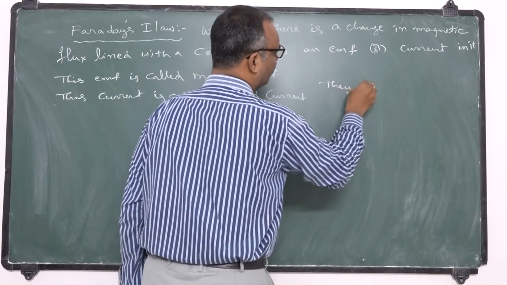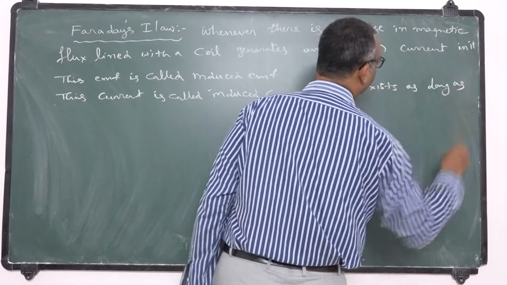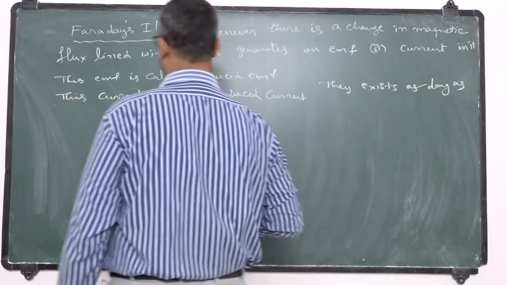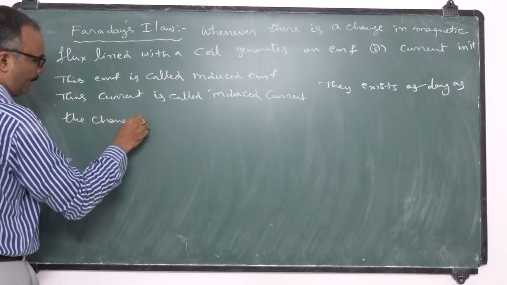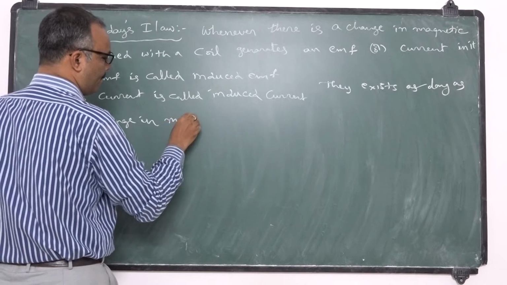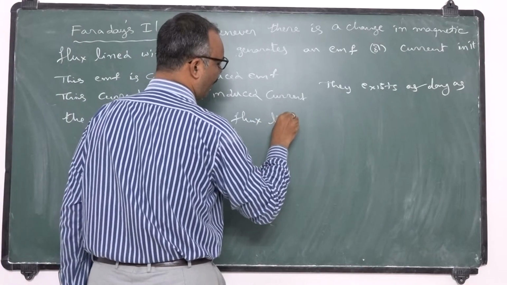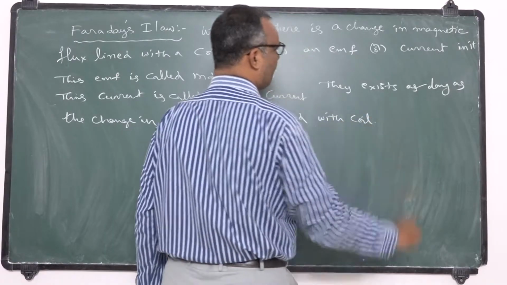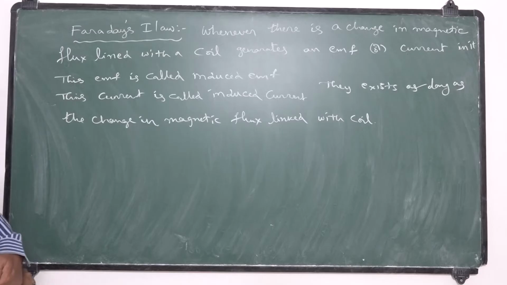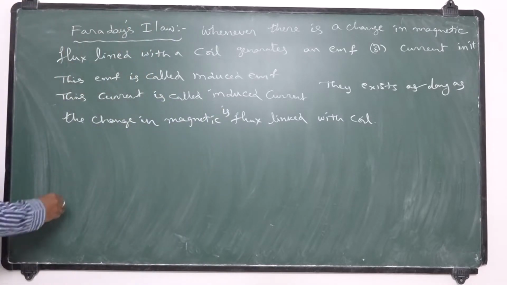They exist as long as the change in magnetic flux is linked with the coil. This is the first law proposed by Faraday.